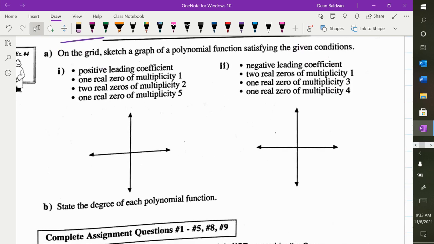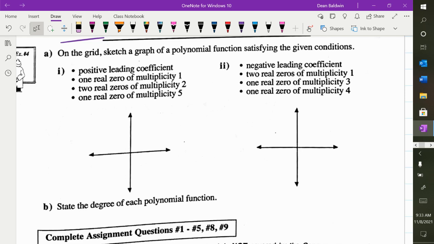You will have a question like this. I will give you a bunch of information about the graph. You should be able to sketch the graph. And you'll see in the next lesson, generate an equation. So we have a positive leading coefficient. We have a real zero. Basically, that just means it's not an imaginary one. It actually hits the x-axis. We're not going to talk about the imaginary ones that don't hit the x-axis.